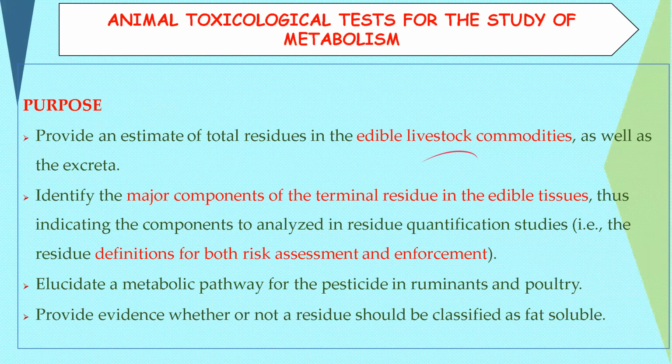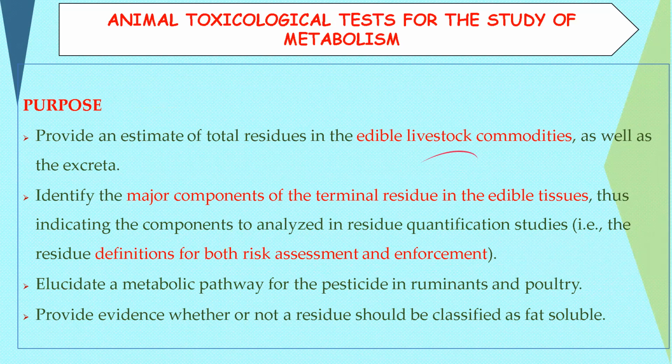The purpose of these animal toxicological studies for metabolism is to provide an estimate of total residues in the edible livestock commodities as well as the excreta. Here, excreta means dung, or litter in the case of poultry. And to identify the major components of the terminal residues in the edible tissues is also very important. Especially these need to be quantified, that is, the definitions for both risk assessment and enforcement. How to analyze this matter is also important.